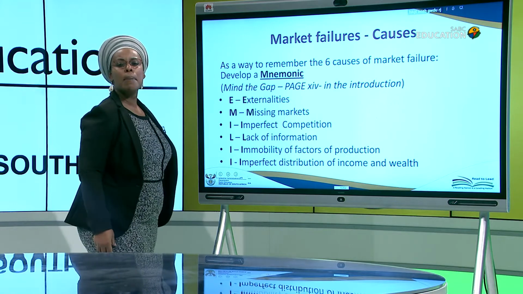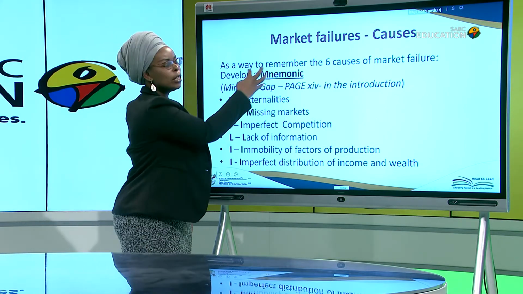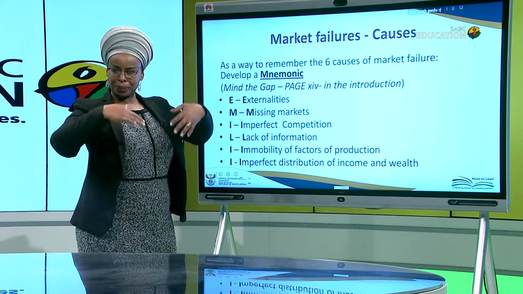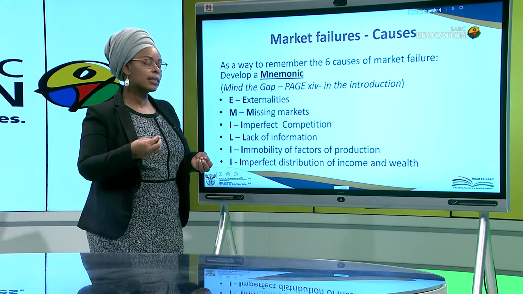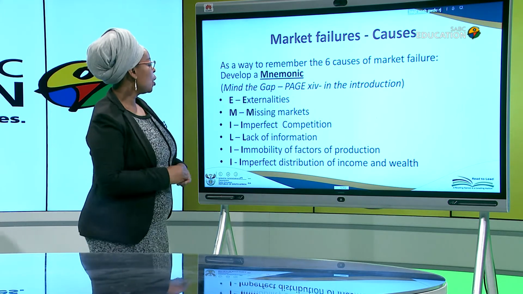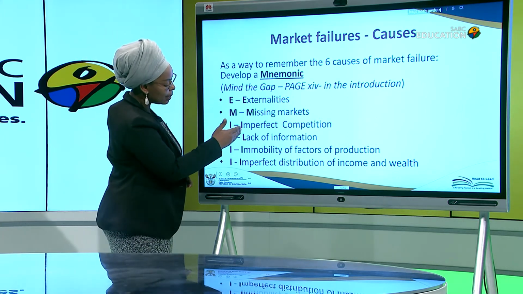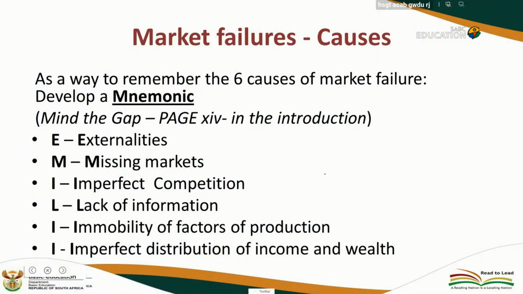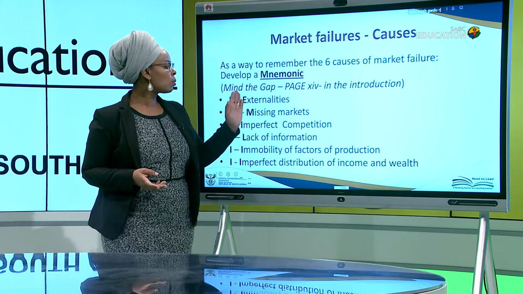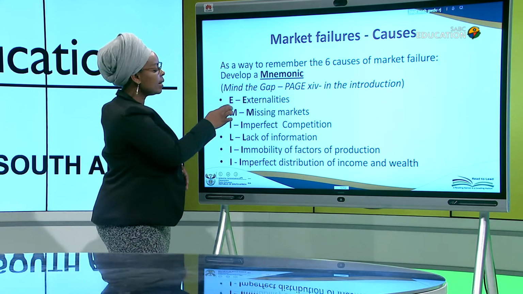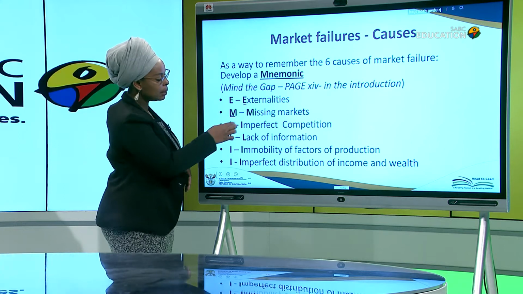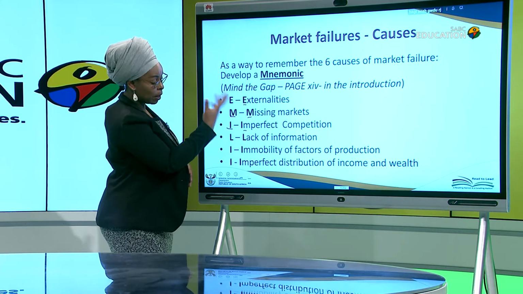We have what we call a mnemonic. A mnemonic is a way to make you remember headings or subheadings easily. With the market failures, you can look at the first letters of the causes of market failure and make a word which can be easy to pronounce. With this example, causes of market failures, you can use Emily, where E represents externality, M represents missing market, I represents imperfect market, and so forth.